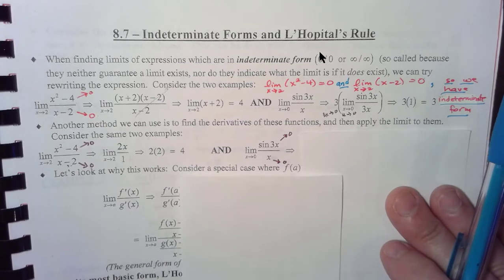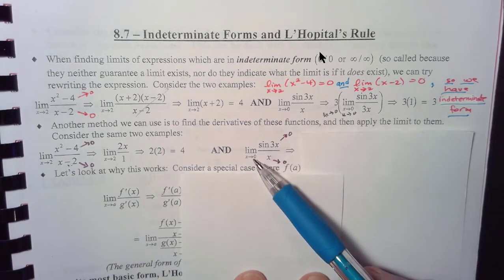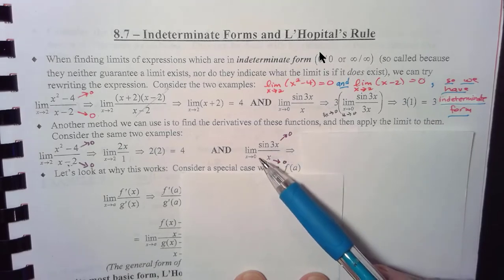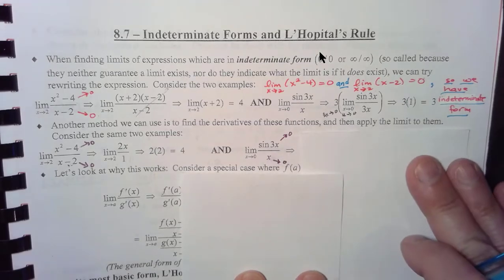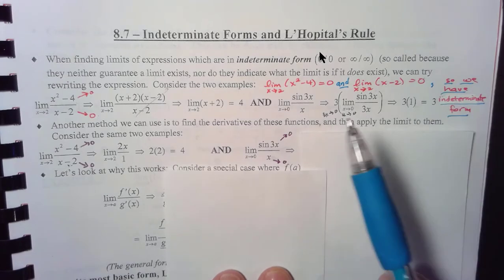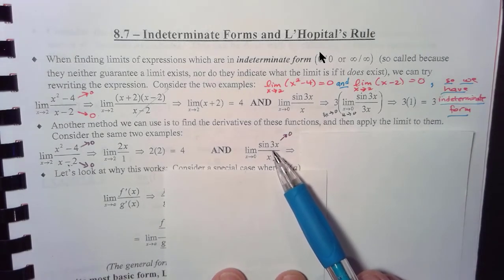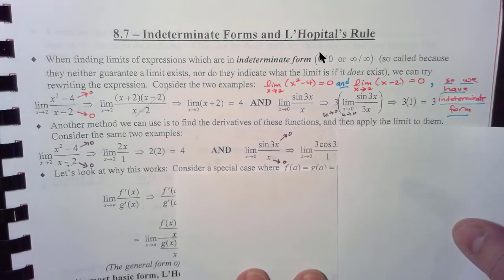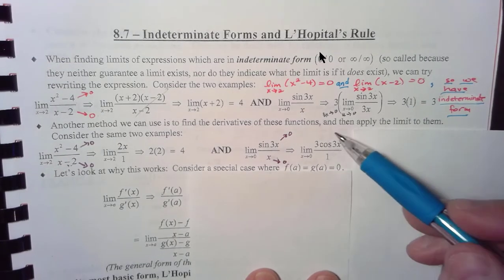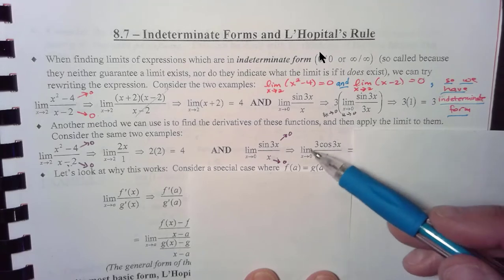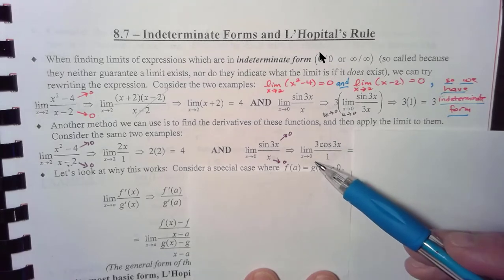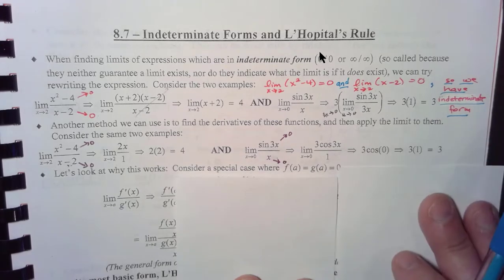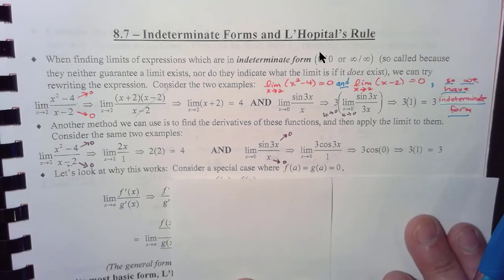Now let's look at our second example. Again, we knew that as x goes to 0, the sine of 3x goes to 0, x goes to 0, so we have indeterminate form. Let's take the derivative. The derivative of sine of 3x is, don't forget your chain rule, 3 times the cosine of 3x, and the derivative of x is 1. No longer is this in indeterminate form. So as x goes to 0, cosine of 3 times 0 is cosine of 0, which is 1 times 3, and there is our answer.